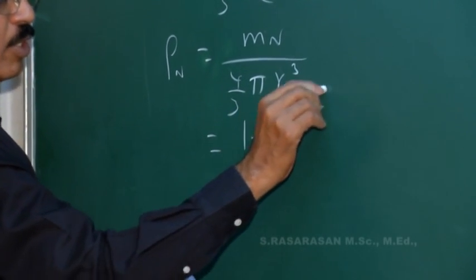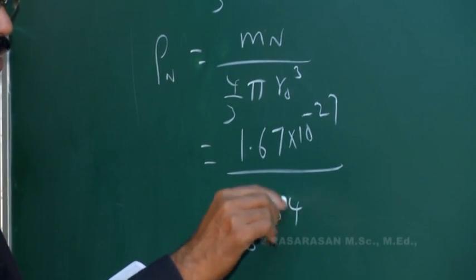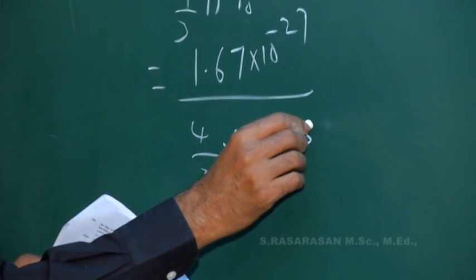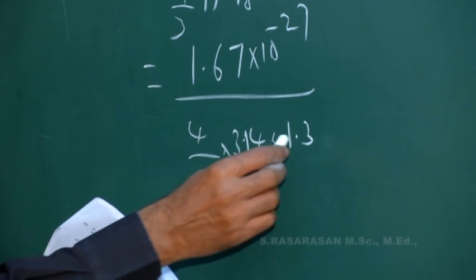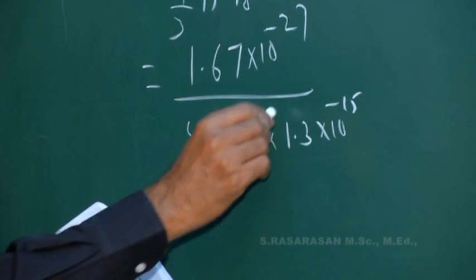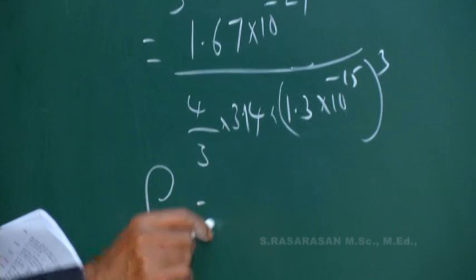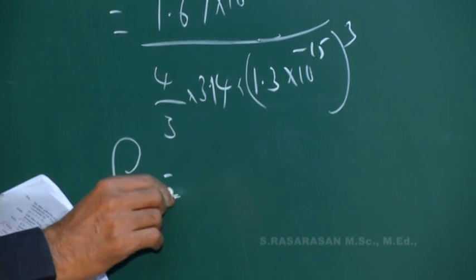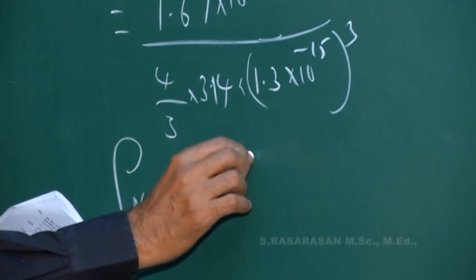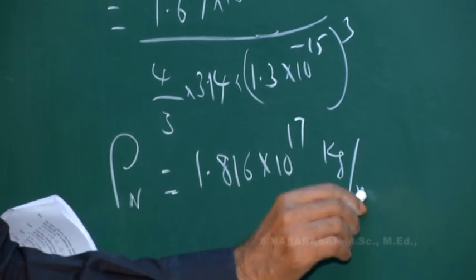The remaining is Mn by 4/3 π r0³, where Mn is the mass of one nucleon, 1.67 × 10^-27 kilogram, by 4/3 into 3.14 into r0, which is 1.3 Fermi. r0 is a constant related to the nucleus, 1.3 Fermi. Fermi means 10^-15 meter, the whole cube. If we solve this arithmetically, we get the result 1.816 × 10^17 kilogram per meter cube.